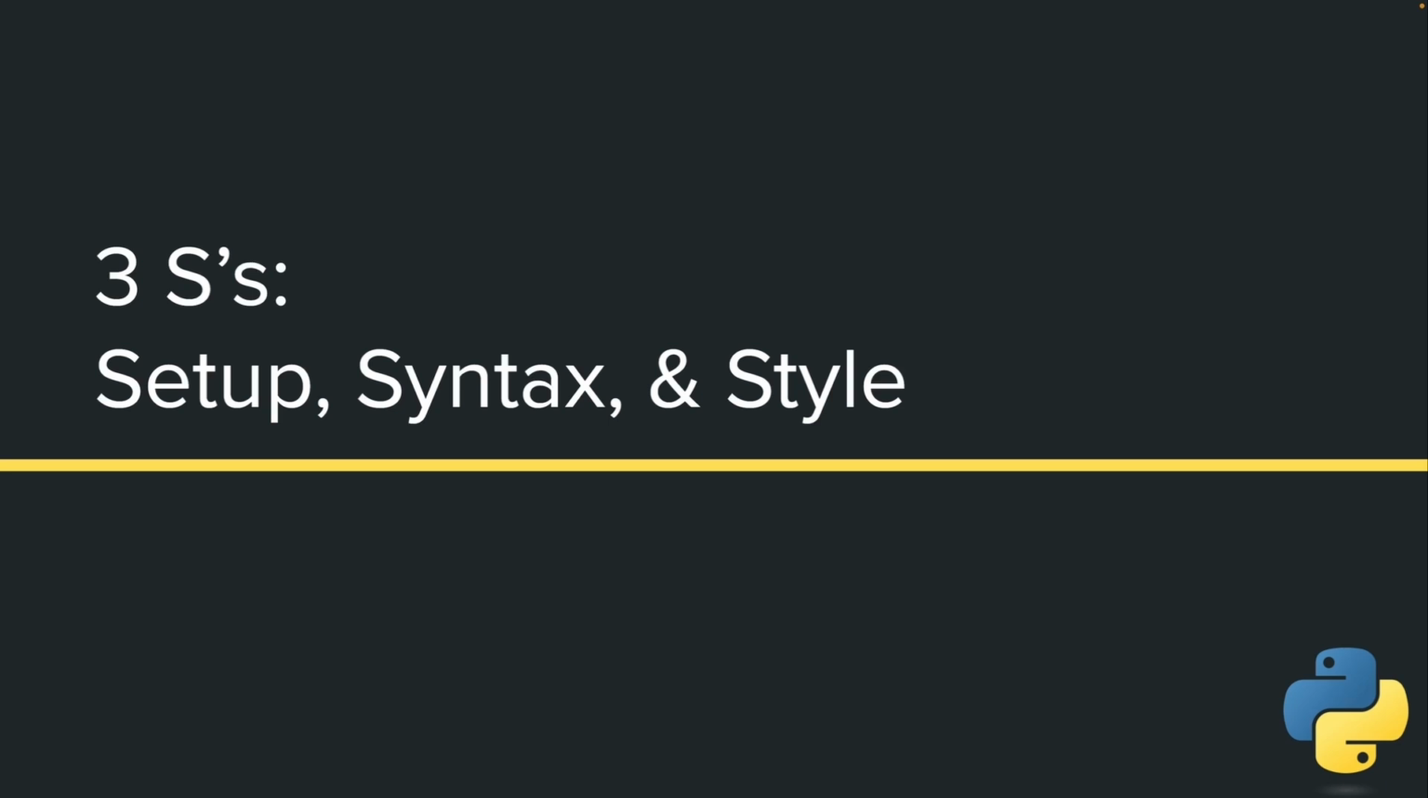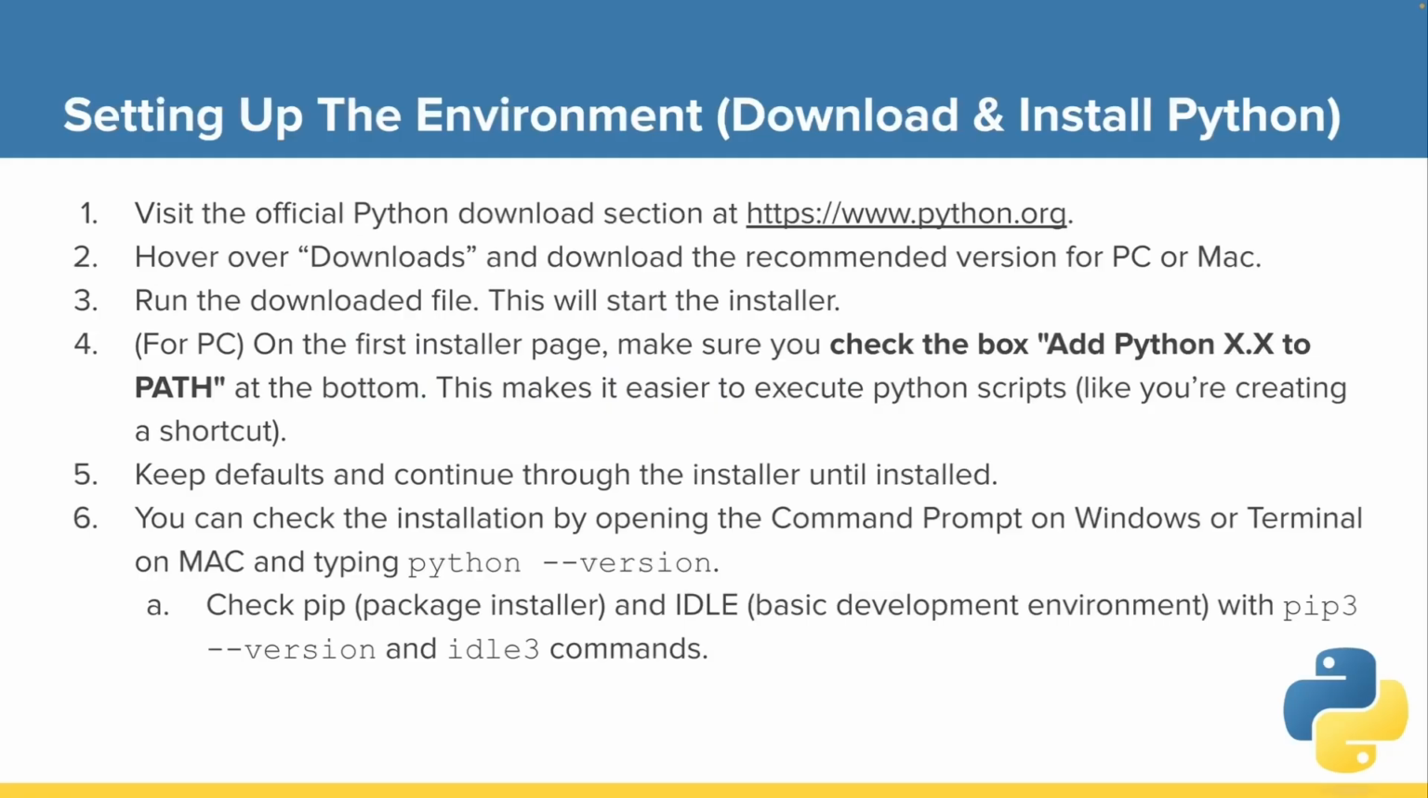So let's get started. First things first with setting up the environment. We're going to download and install Python. And to do so, we will just simply visit python.org, hover over the downloads section, and download the recommended version for PC or Mac. Run the file, and that will start the installer.